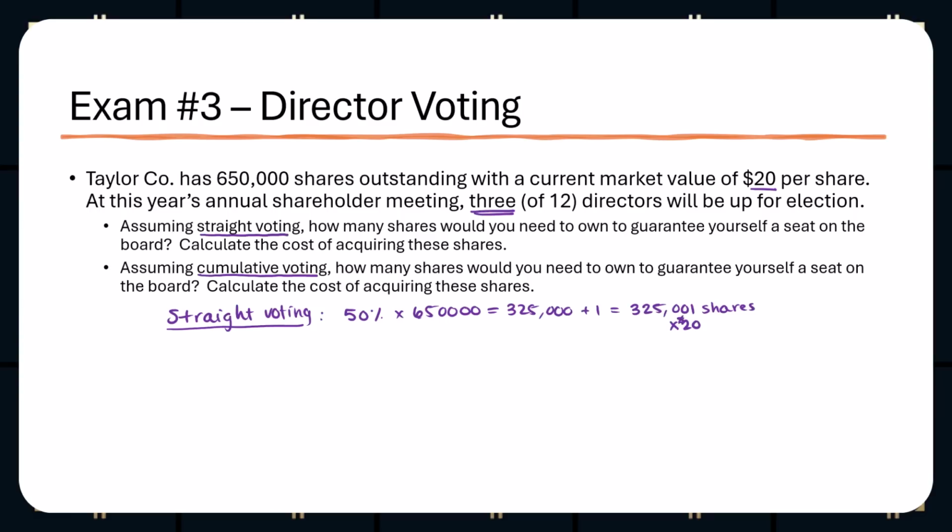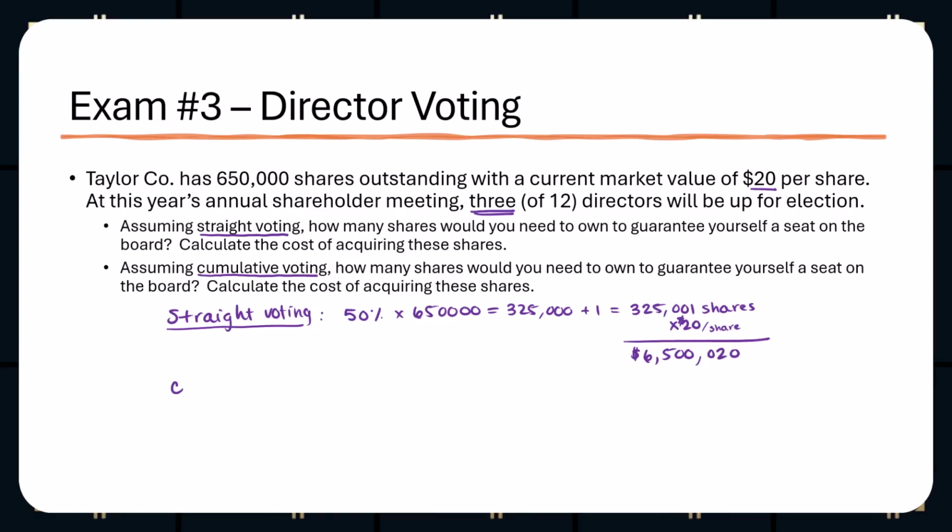The cost of those shares is $20 per share. We're going to multiply that by 20, and when we do this, we find that it would cost us $6.5 million and an extra $20, in fact, because we need that one extra share.